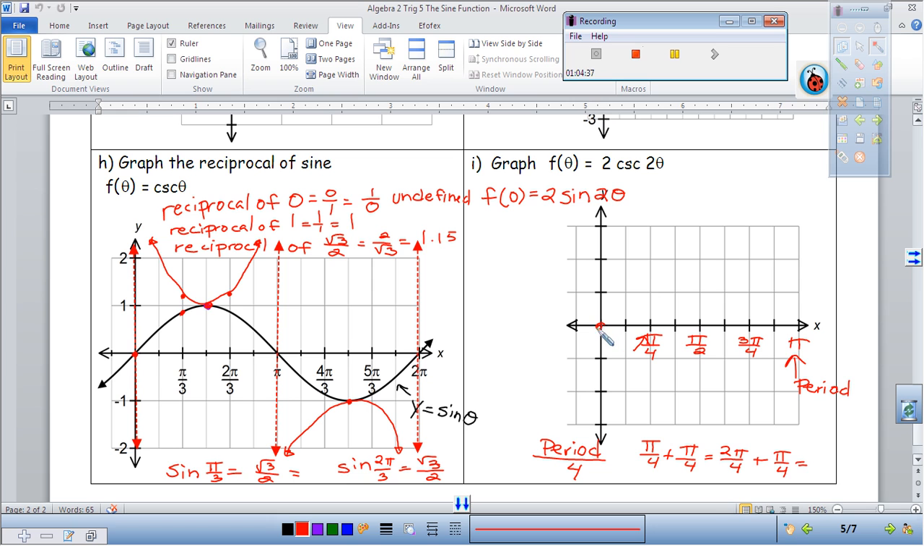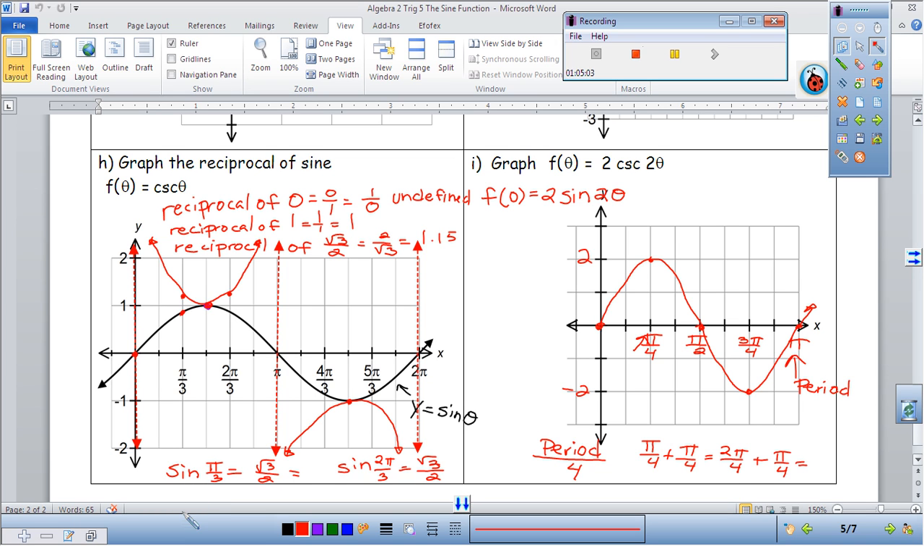Then we graph this point. It goes up to 2, then down to 0, then to negative 2, then goes back up to 0. And this should be my graph. I should probably hit that point though. Okay. Any questions over that?